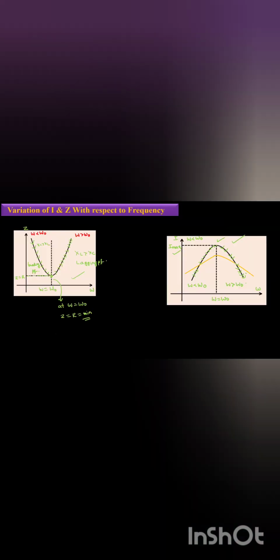What is the variation of Z and current I with respect to frequency? At resonance, Z equals Z minimum. At resonance, I equals I maximum. Current is maximum.